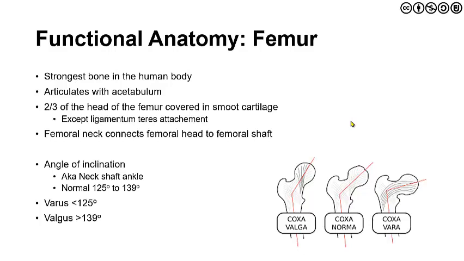Now, the angle of inclination, normal here, is anything from 125 degrees to 139 degrees. If it is less than 125 degrees, essentially it's more of a right angle, we refer to that as coxa vara. And if it is more than 139 degrees, meaning it's a steeper angle, almost more vertical, we refer to that as coxa valga.